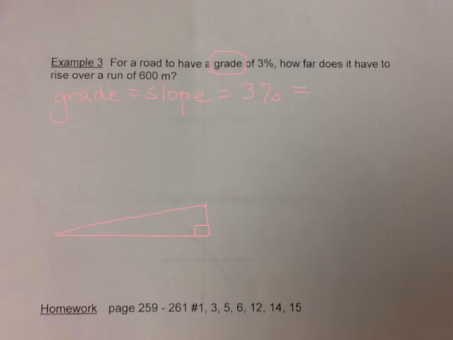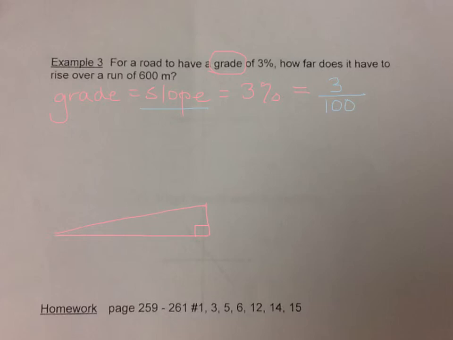I'd like to change that into a fraction, simply because all of my other definitions for slope have been in fraction forms as rise over run. 3%, hopefully we'll remember that percent means per 100, so I would say that the expression that represented that grade would be 3/100. We've also drawn a little picture here of what the road might look like.